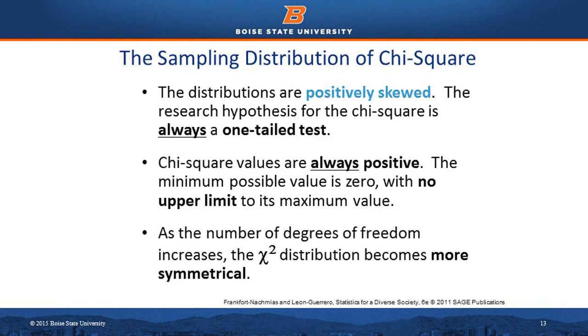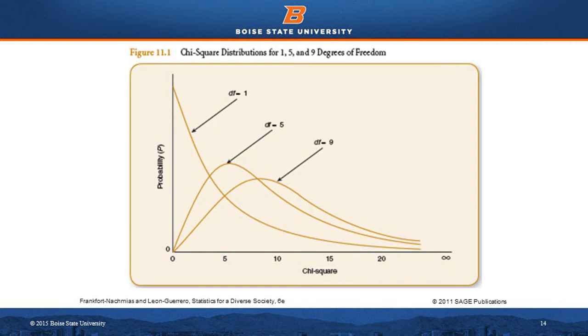However, the distributions of a chi-square test for independence are positively skewed, and therefore we always have a one-tailed test and would disregard the p-value for a two-tailed test. Chi-square test for independence values are always positive, with a possible minimum value of 0 and no maximum upper limit. As the number of degrees of freedom increases, the chi-square test for independence distributions become more symmetrical. Here's an example of how distributions become more symmetrical as the degrees of freedom increase.